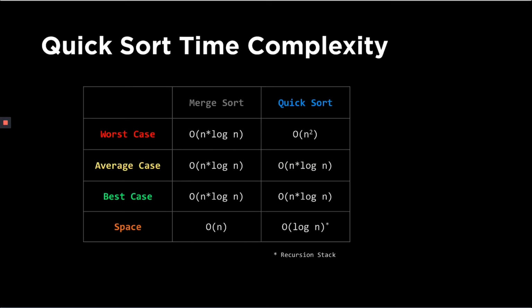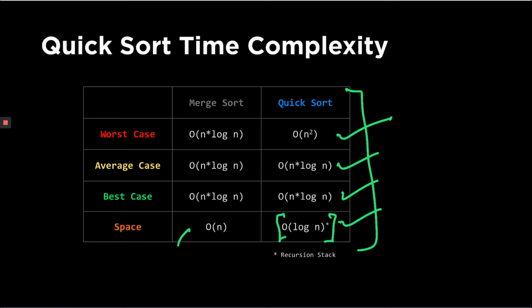So the overall time complexity for this algorithm is O(n²) in the worst case, O(n log n) in the average case, and O(n log n) in the best case, similar to merge sort. But now we do not require new space allocation to perform this algorithm like in merge sort. We do require O(log n) space, and that space is the recursion stack, but it has nothing to do with additional memory that we are going to initialize.